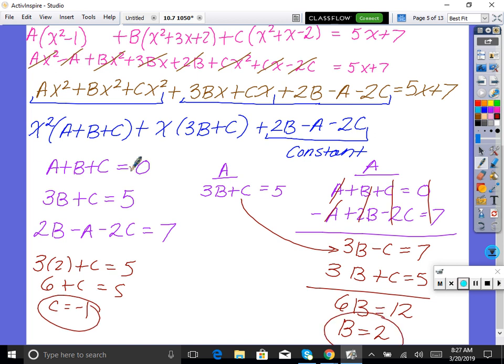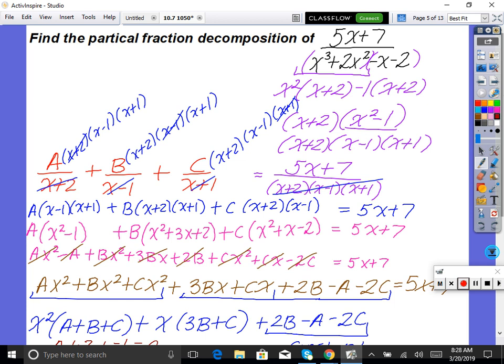I'll put it in here: A plus 2 plus -1 equals 0. So A must also equal -1. And there's our answer, almost. We just got to put it in the right format. Okay. So your final answer would look as such.